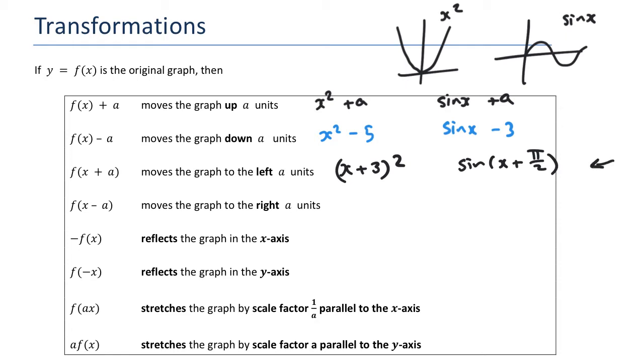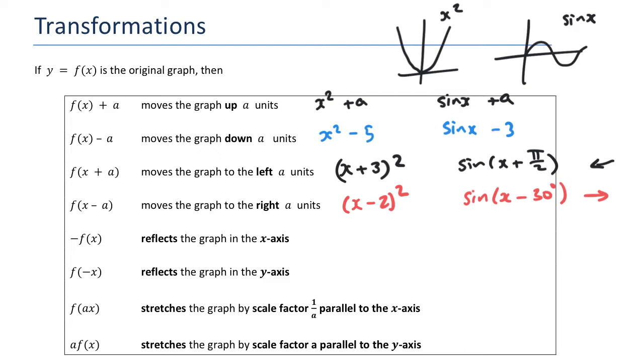The f of x minus a, then, it actually does it the other way, so it will translate it parallel to the x-axis in a positive direction, so to the right. So again, that would look like x minus 2 squared, or the sine of x minus 30 degrees, and that will move both those graphs to the right.